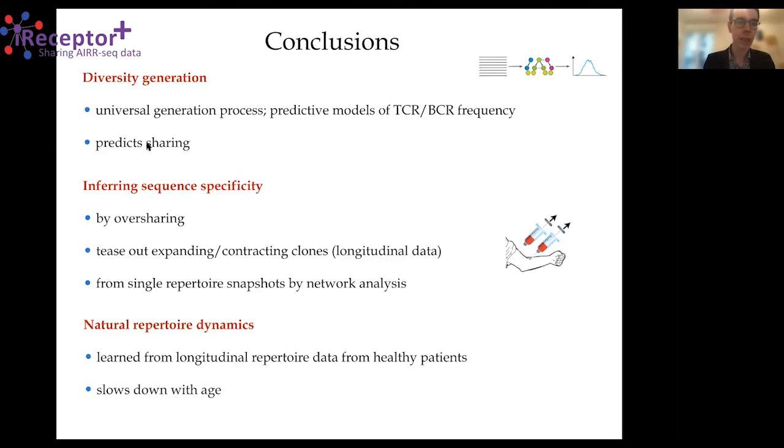Then I talked about how we can infer sequence specificity from various techniques, either by looking at this oversharing, or by looking at the longitudinal data for expanding or contracting clones, or even by looking at single repertoire snapshots using network analysis. And finally, in the last 5 minutes, I told you how one can learn the parameters of natural repertoire dynamics from healthy patients. And I've shown that these dynamics seem to slow down with age. And with that, I'll stop, and I'm looking forward to the discussion.